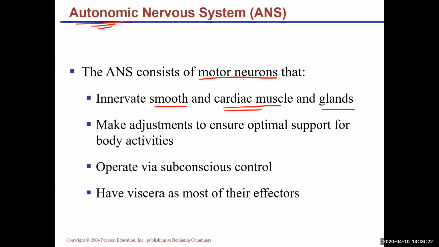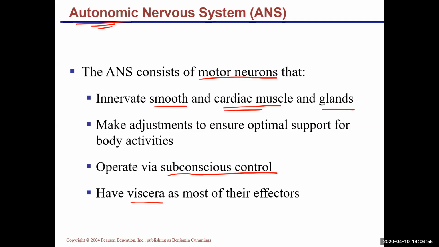So that is the idea. This is adjusting for what the body requires, what the body needs. This is via subconscious control. Again, it happens automatically. Most of the effectors are visceral. That means organs, like an organ of the heart, for example, or an organ of the digestive system.